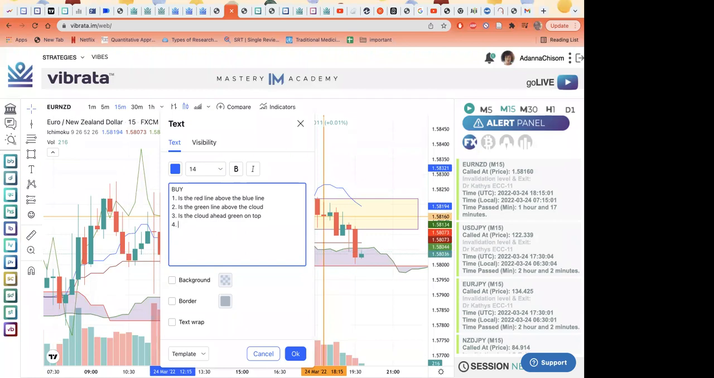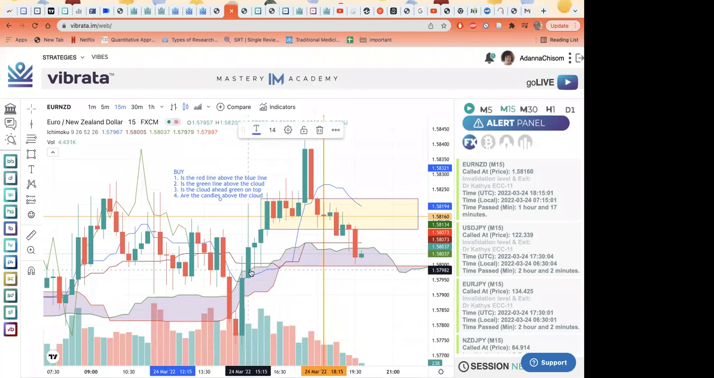Then the last thing, which is not so important, but you might want to check as well, is: are the candles above the cloud? Above the cloud. Yep. So this is for a buy, guys. I hope you were able to take that down. So this is it. I'm going to push it to one side.